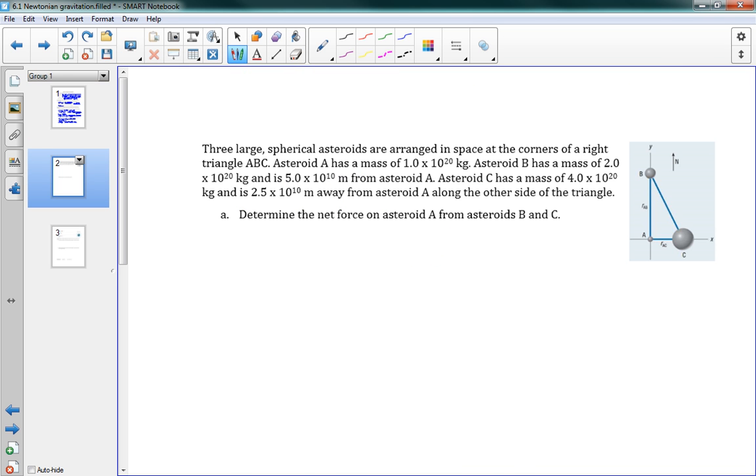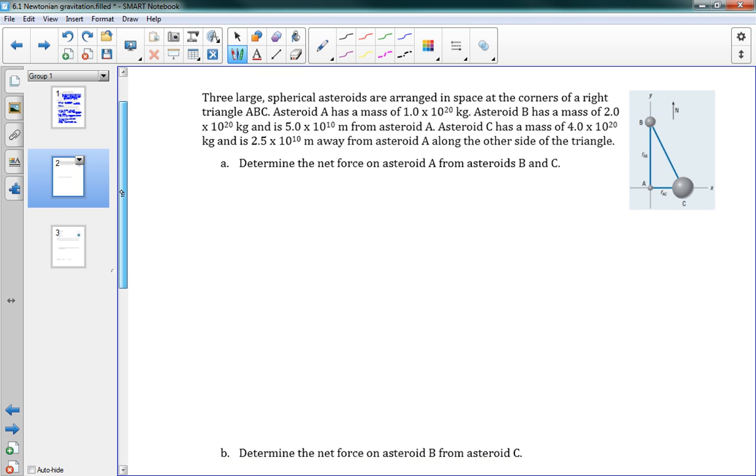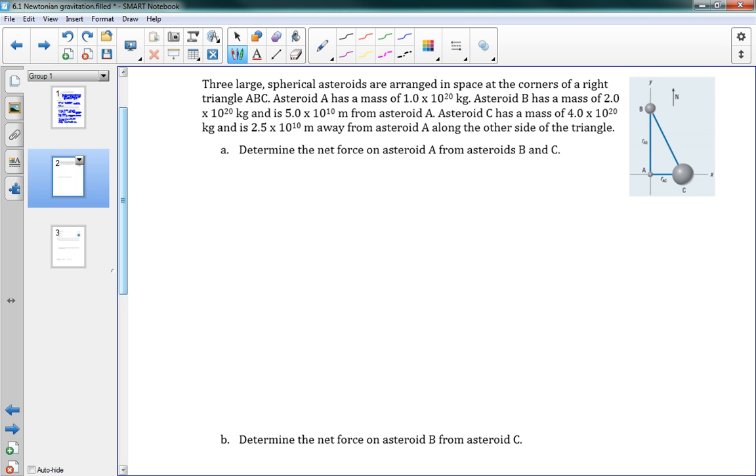All right, next page here. We have 3 large spherical asteroids arranged in space at the corners of a right triangle ABC. Asteroid A has a mass of 1 times 10 to the 20. Asteroid B has a mass of 2 times 10 to the 20 and is 5 times 10 to the 10 meters away from asteroid A. And we've got some numbers for asteroid C. Determine the net force on asteroid A from asteroids B and C. Well, we just have forces acting on A.